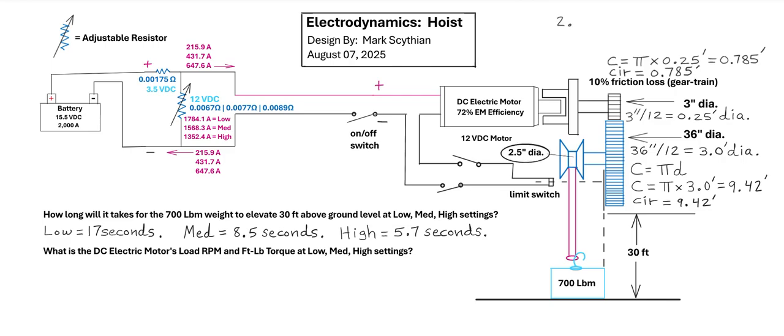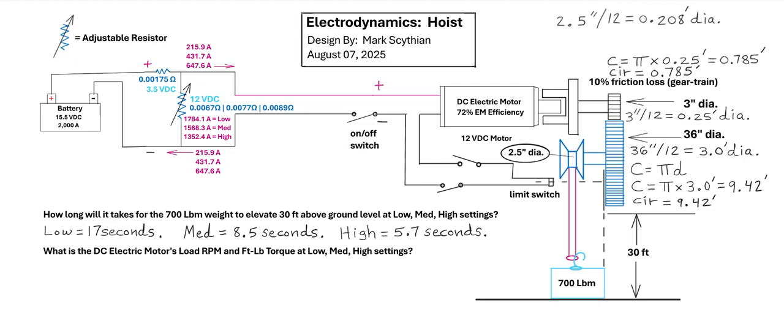We can simply just multiply 0.25 times pi, so we get 0.785 feet is the circumference of the drive gear. But we must also include the actual diameter of the pulley inner diameter for which the belt or the rope is connected upon, wrapped around. So it's approximately 2.5 inches in diameter, inner pulley diameter.